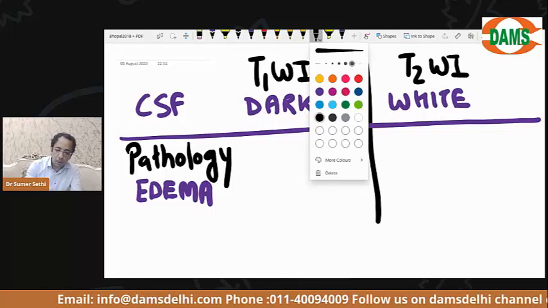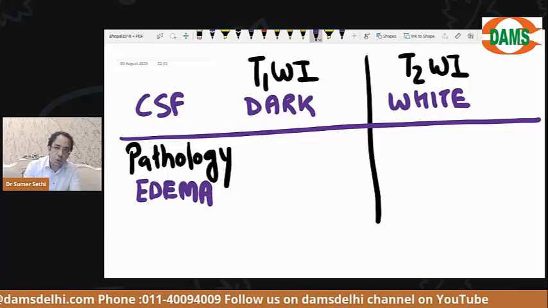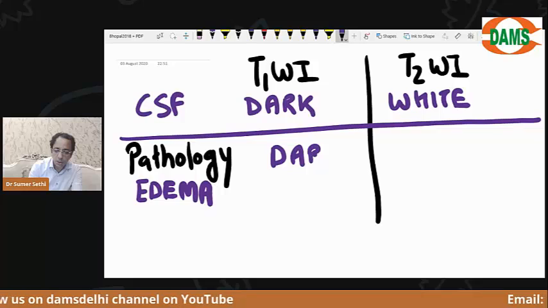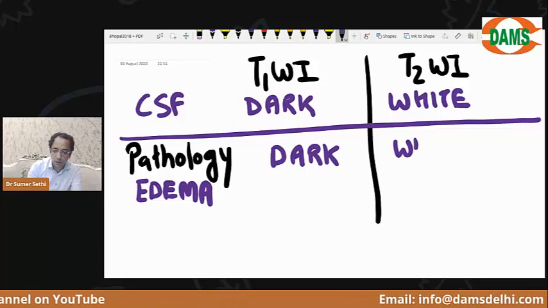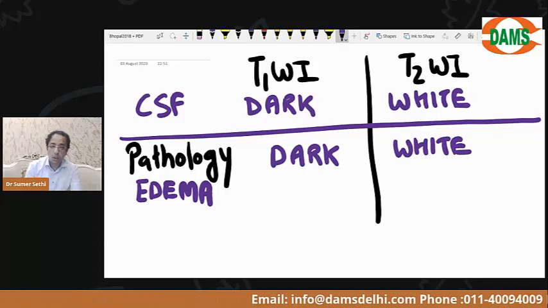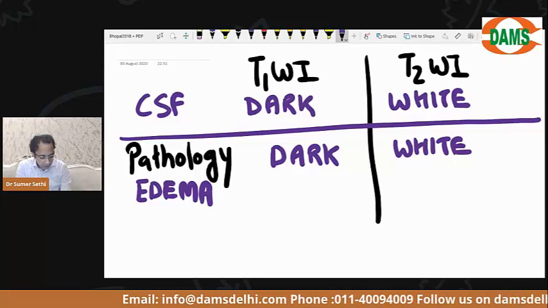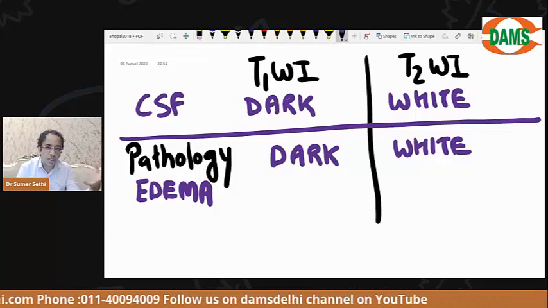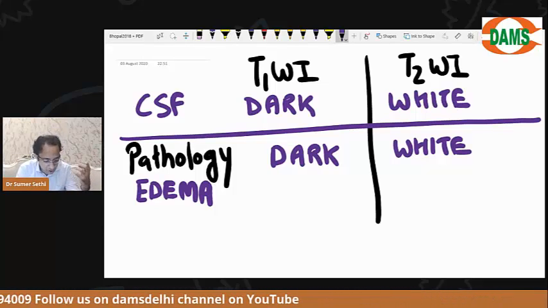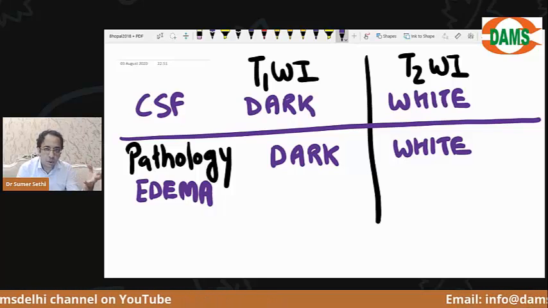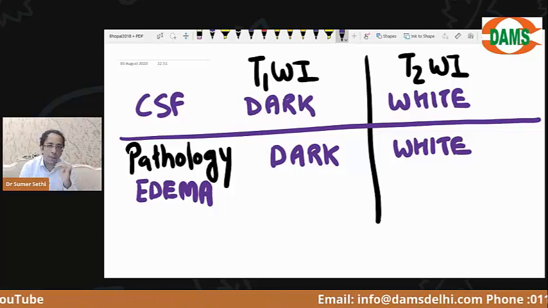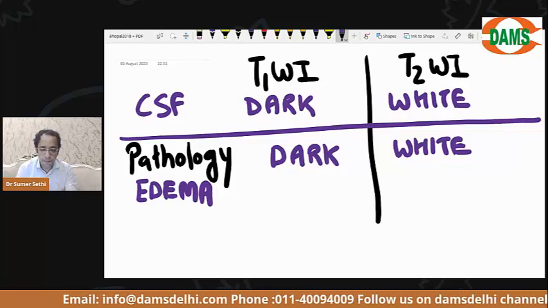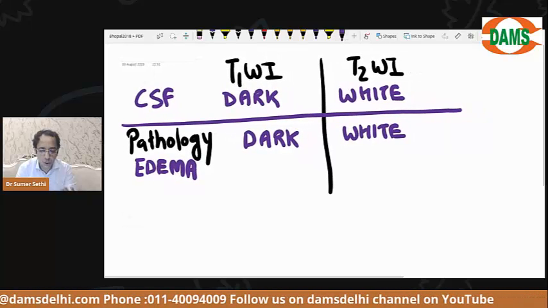So what do we mean by the word edema? Edema means increased water content. This is the reason why most of the pathologies are dark on T1 weighted image, white on T2 weighted image. Are you clear? When you go back to your medicine, surgery, ophthalmology, ENT, most diseases are hyperintense on T2 weighted image, hypointense on T1 weighted image because of edema. That is the rationale, the logic behind it.